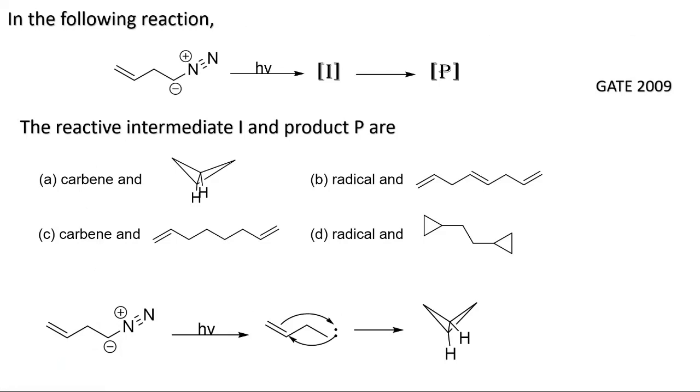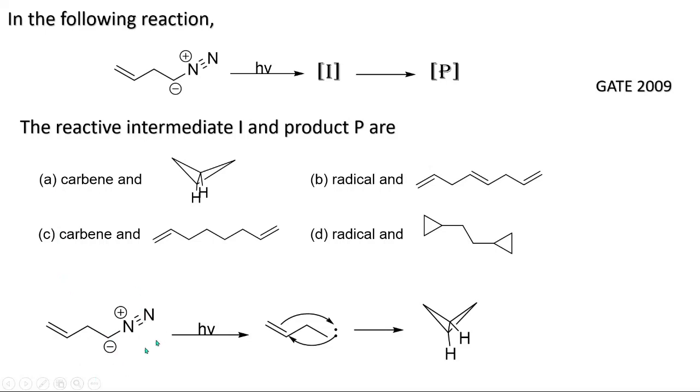The next question is: in the following reaction, the reactive intermediate I and product P are. If you see the reaction, first they irradiate with h nu, which gives an intermediate. First we have to know what that intermediate is, then that will immediately give a product. So the reactive intermediate I and product P are. This question was asked in GATE 2009. You can see this question, I have mentioned all the answers.